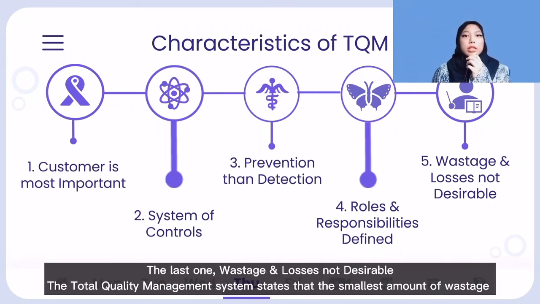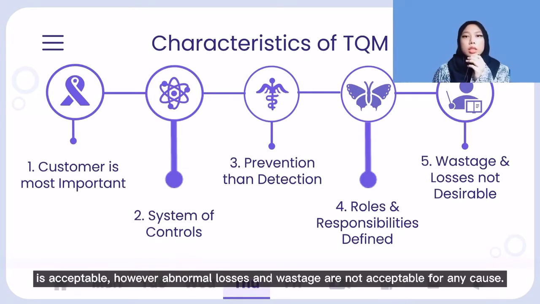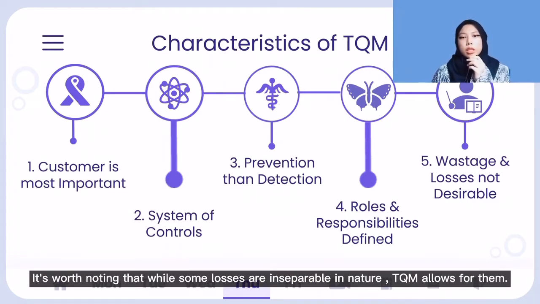The last one, wastage and losses not desirable. The total quality management system states that the smallest amount of wastage is acceptable. However, abnormal losses and wastage are not acceptable at any cost. It is worth noting that while some losses are inseparable in nature, TQM allows for them.